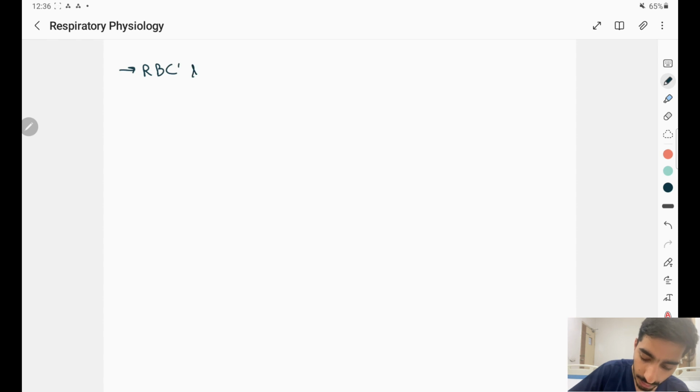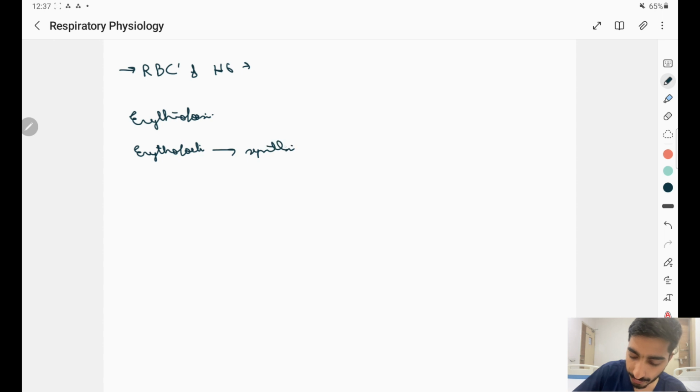Today we are going to discuss respiratory physiology and we will go step by step. So the first step is red blood cells and hemoglobin. So we'll start with RBCs and hemoglobin. The process of RBC production is known as erythropoiesis. Erythropoietin is the hormone which is responsible for synthesis of RBCs and it is secreted by the kidneys.